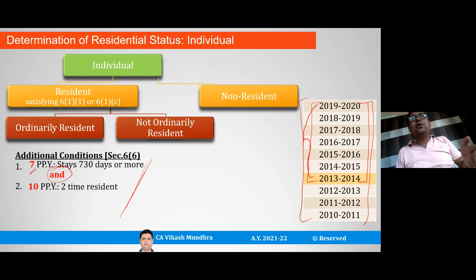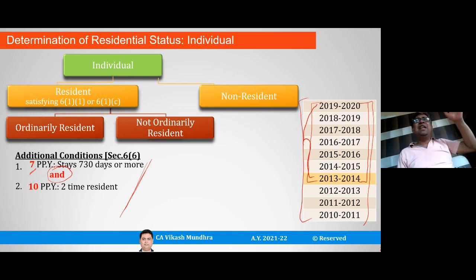If both of these conditions are satisfied, then you shall be considered an ordinary resident in India. Otherwise, that resident individual shall be considered a not ordinary resident in India. Got it?